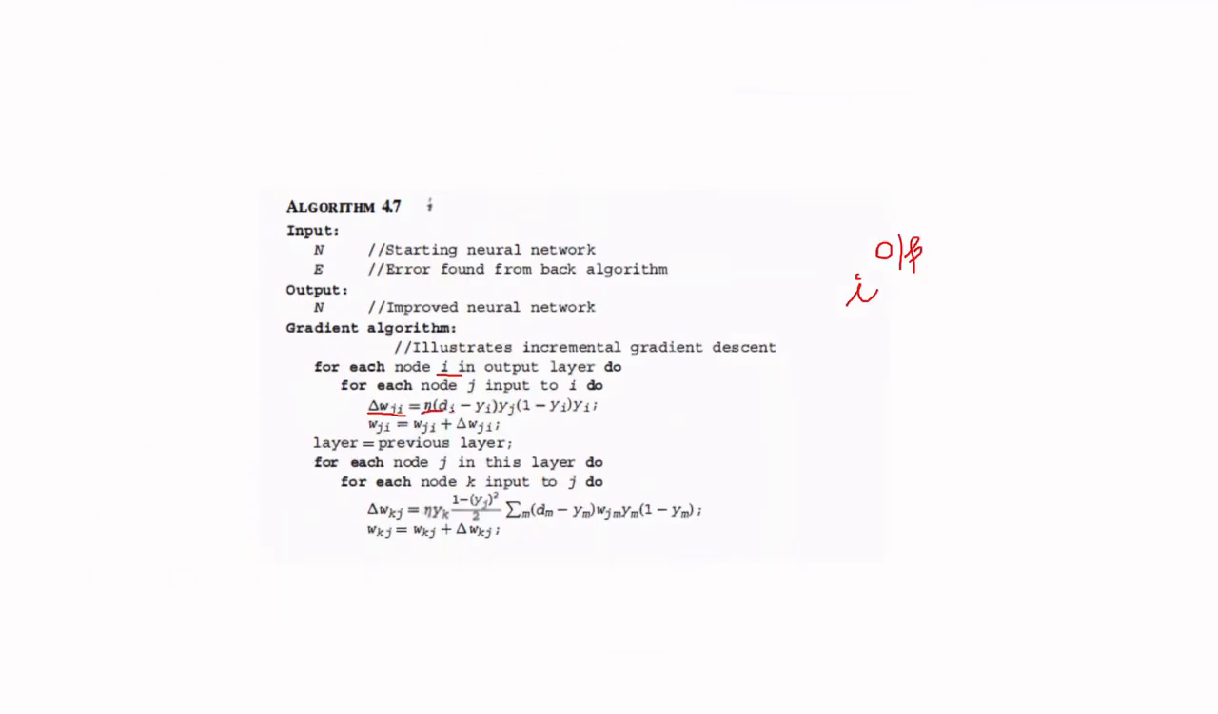And delta wji is calculated like this: eta into (di minus yi) into yj into yi into (1 minus yi). Now, how do we get this equation? We will look at that next.